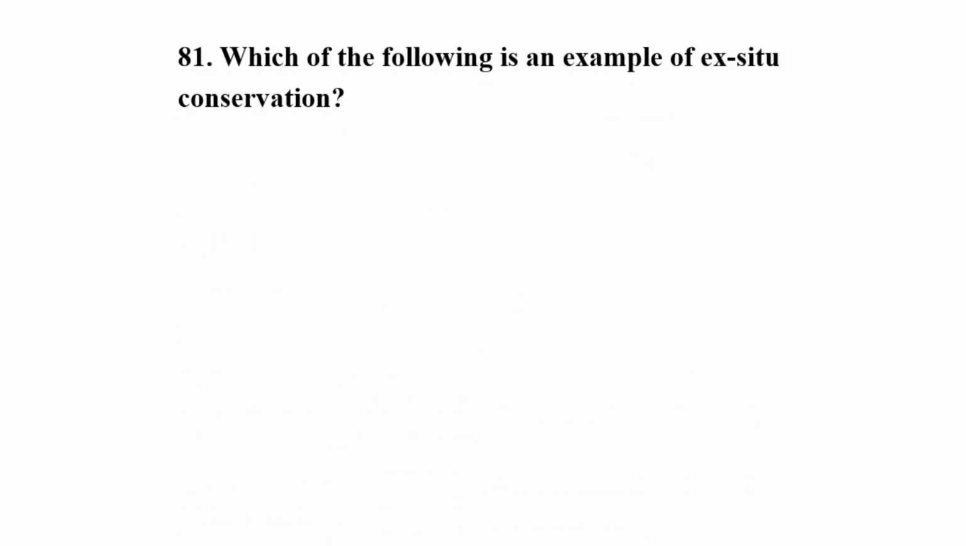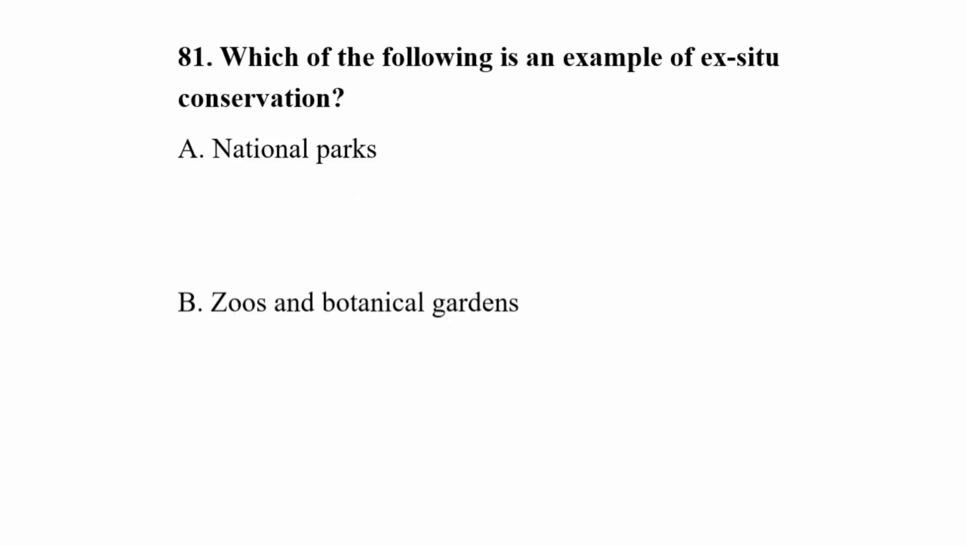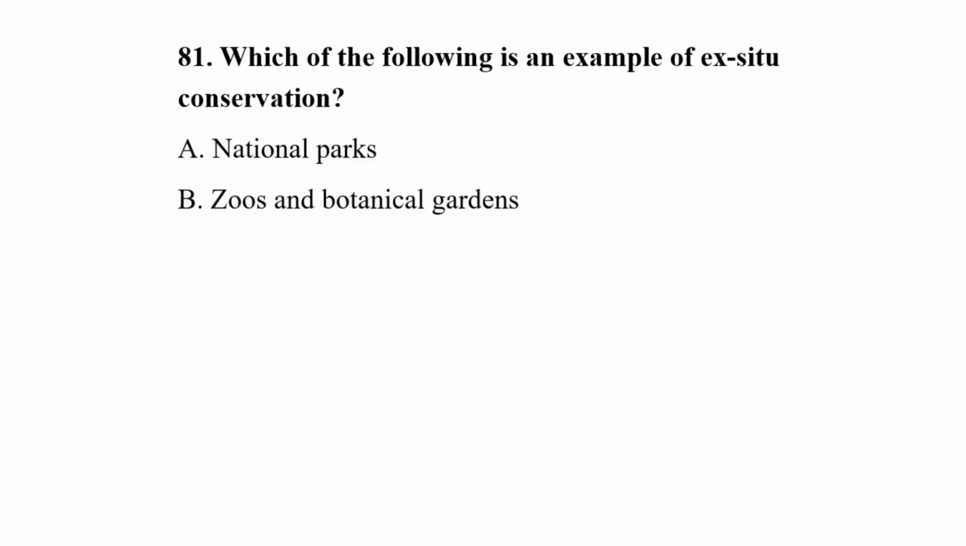Question number 81. Which of the following is an example of ex situ conservation? A. National parks. B. Zoos and botanical gardens. C. Protected forests. D. Wildlife sanctuaries.